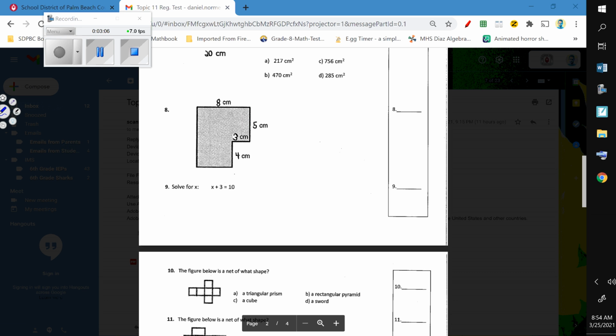Number eight, for this irregular polygon, what's the area? Just for the record, this is an 8, that's a 5, that's a 3, and that's a 4. So you need to find the area of that. Number nine, just solve for x, get x by itself. The equation is x plus 3 equals 10.